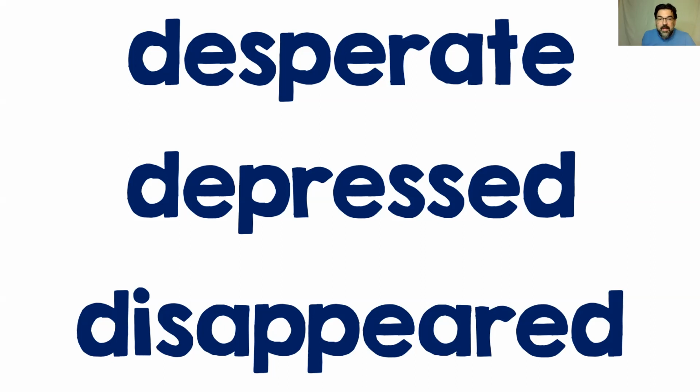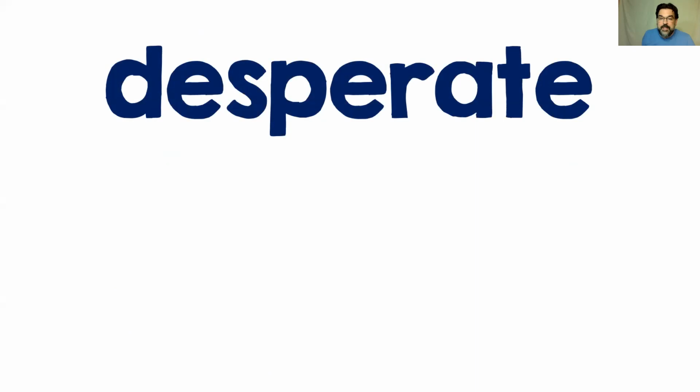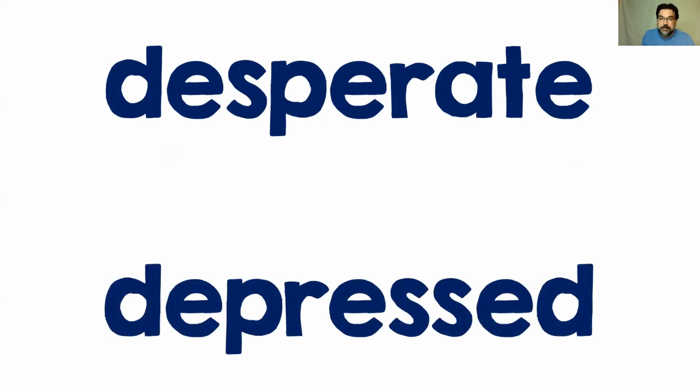Now, these words are here together because I have a feeling some of you, when you went to read the top word, desperate, you may have said depressed or disappeared instead. And there's a reason why that might happen. We're going to explore how similar these words are, and it'll help you read them better, but it'll also help you spell better in case you read all three of these correctly, which is awesome. So what we're going to do first is we're going to compare desperate with depressed. I know, depressed, right? Who needs to talk about that?